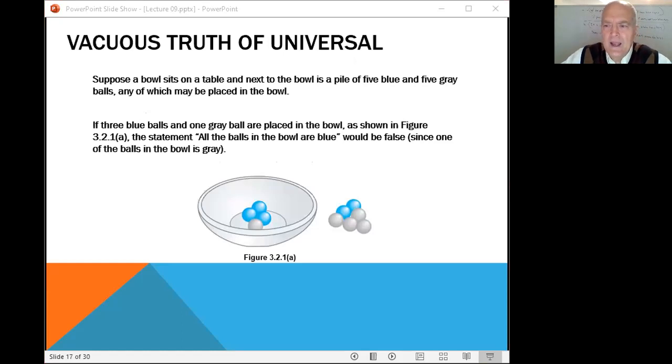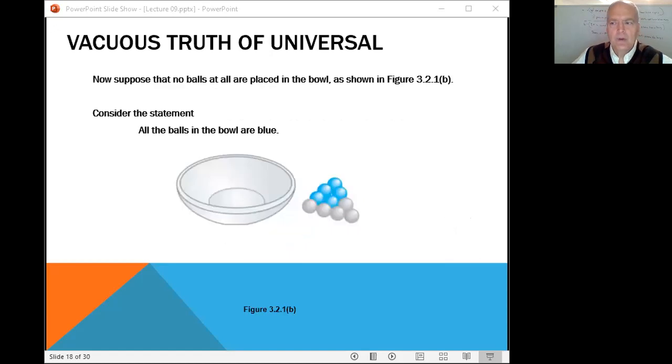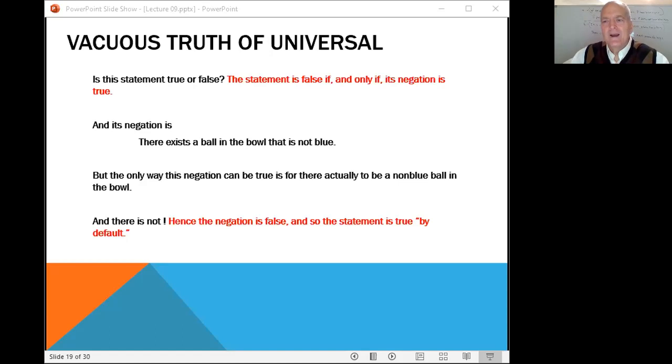So let's consider that we have a bowl that sits on a table, and we have three blue balls and one gray ball placed in the bowl. Then the statement, all balls in the bowl are blue, would be false, because there's at least one ball in the bowl that is gray. Now let's suppose that we take all the balls out of the bowl. Then we want to consider the statement, all the balls in the bowl are blue. So we have to consider, is this statement true or false?